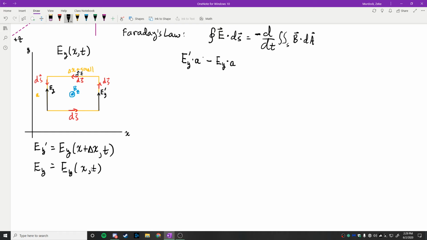So the way we're going to write the left-hand side of this equation is Ey of x plus delta x, t, minus Ey of x, t, and all of this multiplied by A. That's the left-hand side now. We just say that it's the value of the electric field that's a function of x and t. The value over here is just defined as the electric field at point x, so basically we're just calling this point x right here.